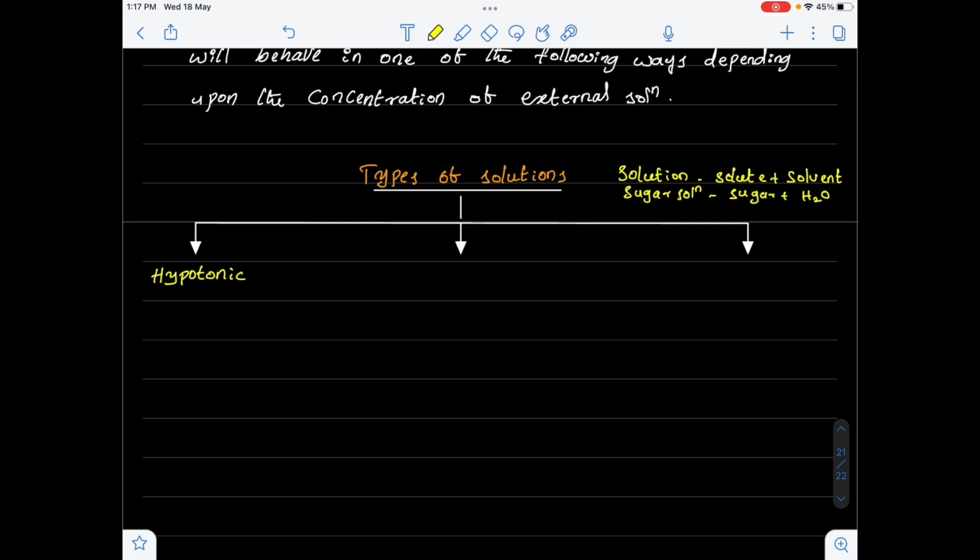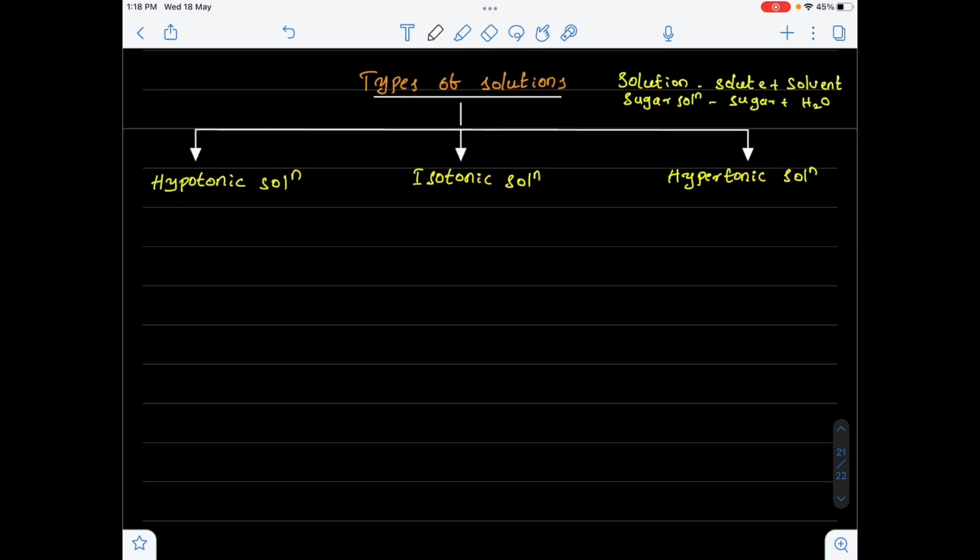The first one is hypotonic solution, isotonic solution, hypertonic solution. Hypotonic solution. If the external solution has more solvent and less solute than the cell, then the external solution is said to be more dilute than the cytoplasm of the cell, then it is called a hypotonic solution. Here the name hypo means solvent is more and solute is less.